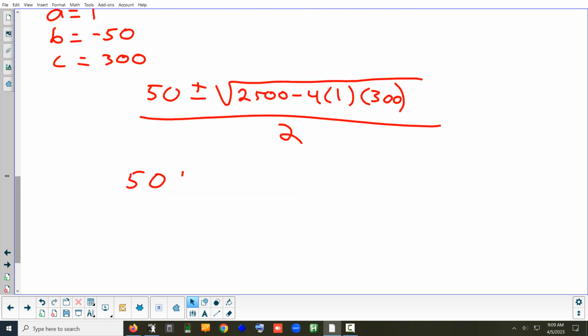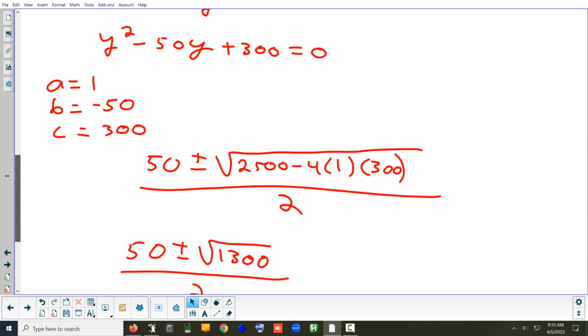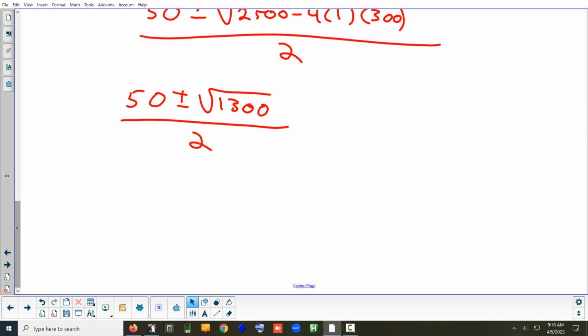So we've got 50 plus or minus. What's 4 times 1 times 300? And what's 2,500 minus 1,200? 1,300. So there are your 2 answers for y. Let's round them off.